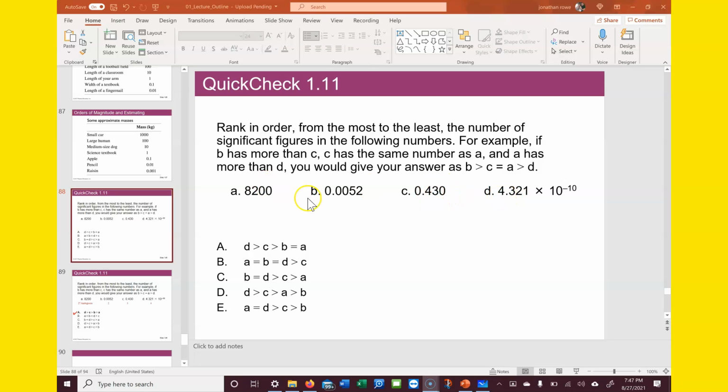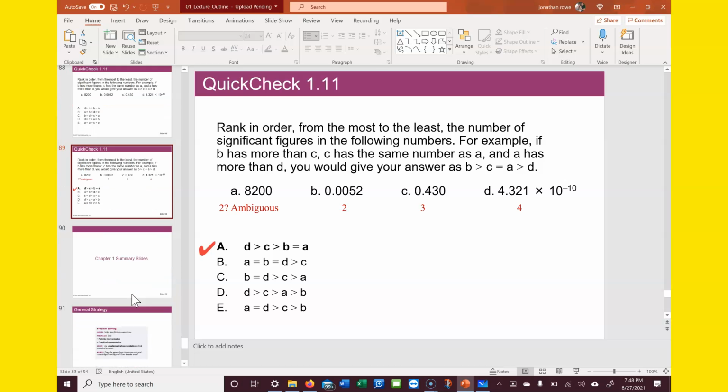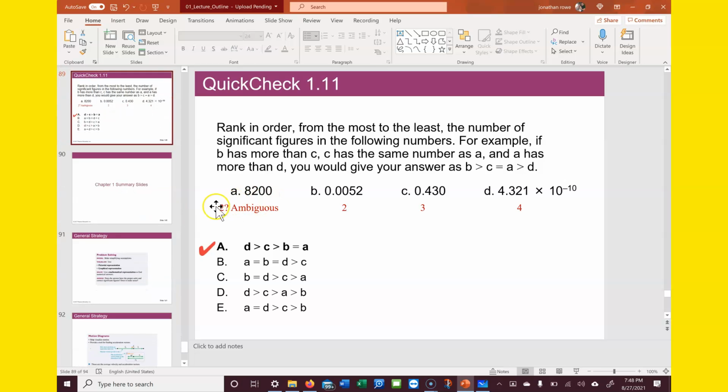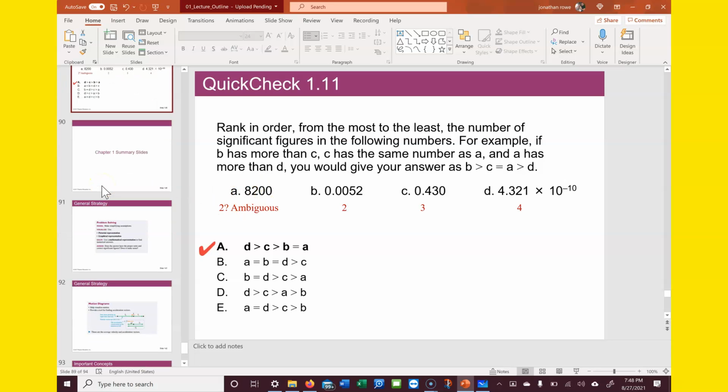All right, D. So C is greater than A and B. And then D finally is 4 significant figures. 4.321, all of them are significant. So D would be greater than C, which would be greater than A and B, A equaling B. So it looks like choice A is the answer. And that is the answer. See how they say that those two zeros are ambiguous. So we just have to say it's only 2 because we can't tell anything greater than that.